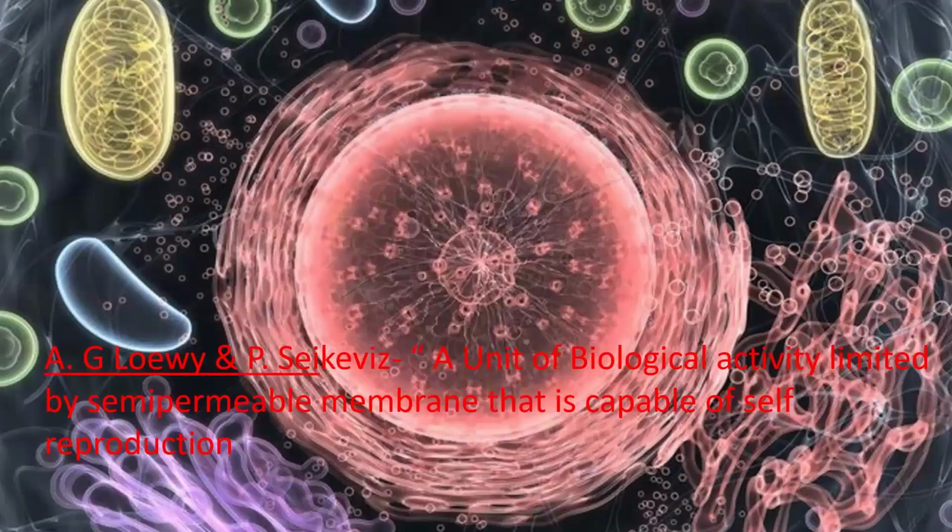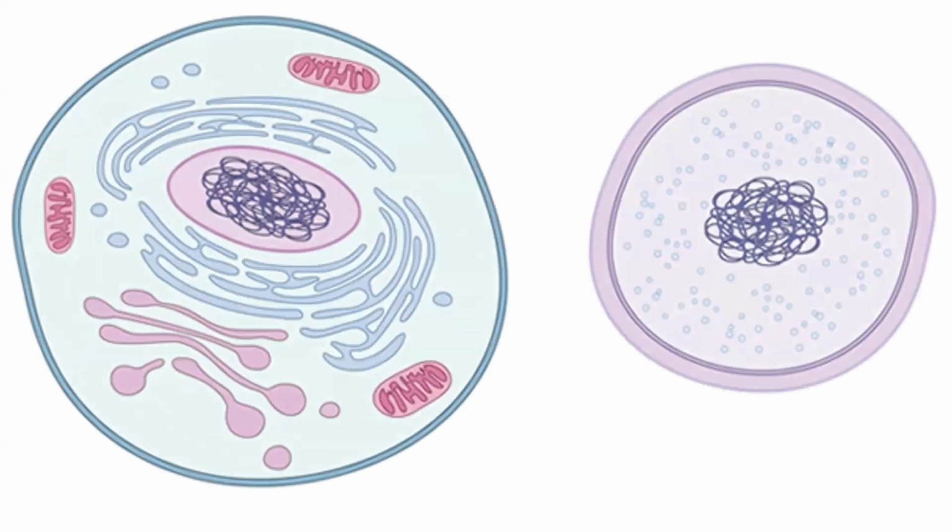A.Z. Lewy and P.C. Cowes defined the cell as a unit of biological activity encircled by a semi-permeable membrane that is capable of self-reproduction. In simple terms, we can define a cell as the basic structural and functional unit of life. On the basis of cellular organization, cells are divided into eukaryotic cells and prokaryotic cells.